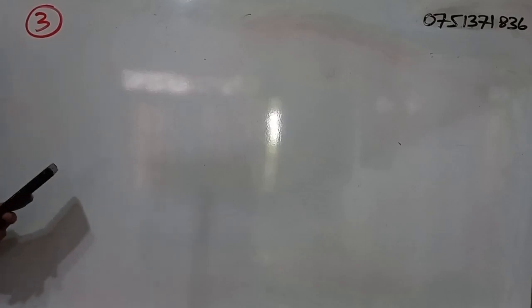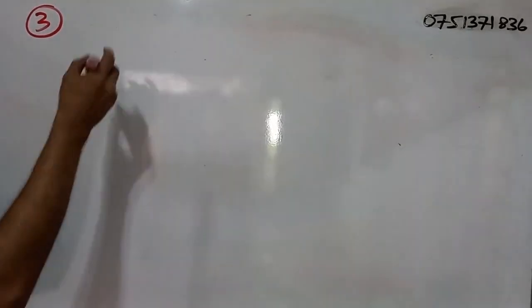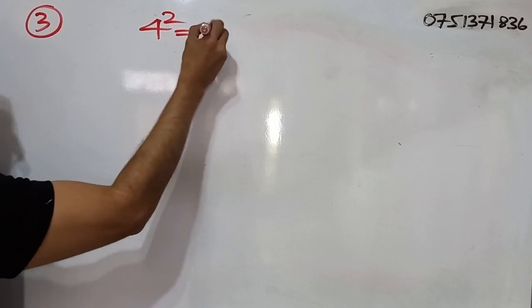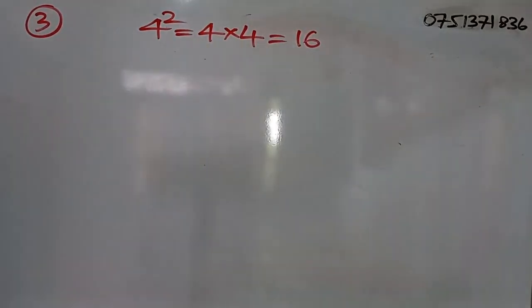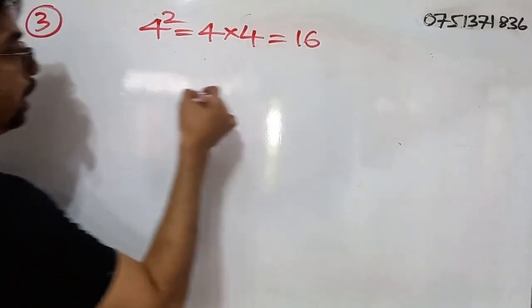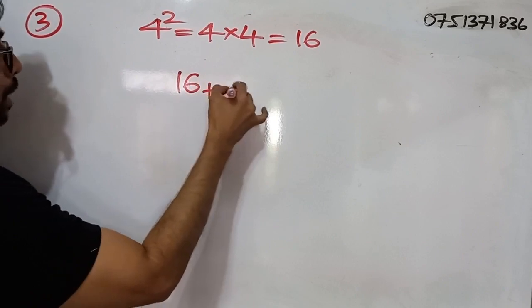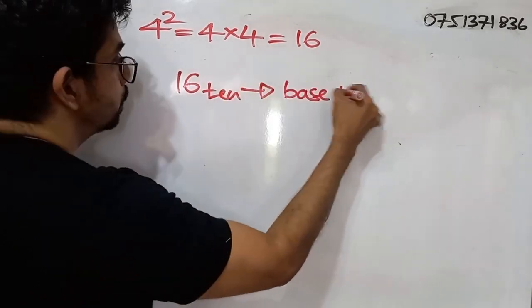Okay, question number 3. Represent the decimal number 4 to the power 2 as a binary number. Okay, so 4 to the power 2 means 4 into 4, which is 16. So basically, what do we have to do? We have to convert 16, which is in base 10, into base 2.